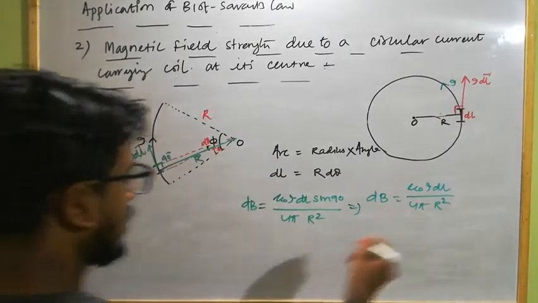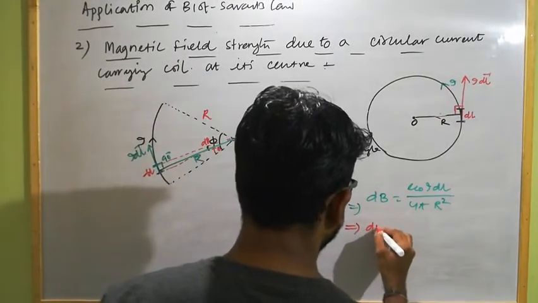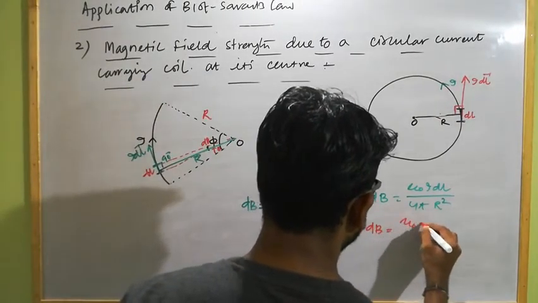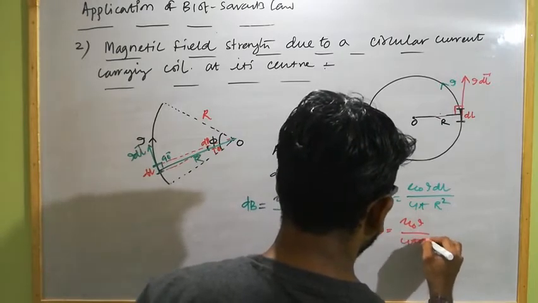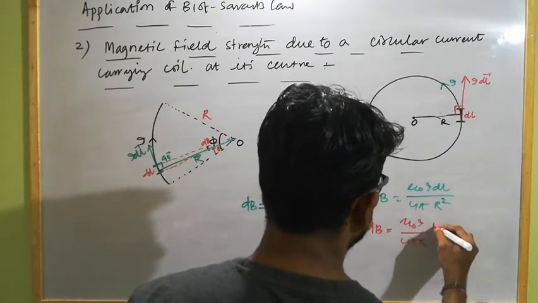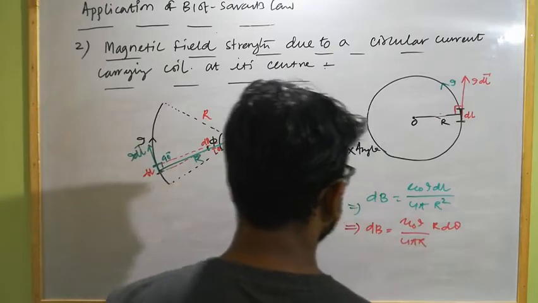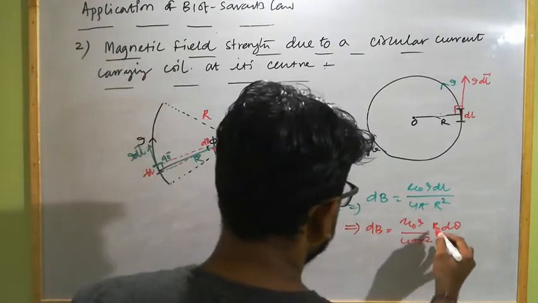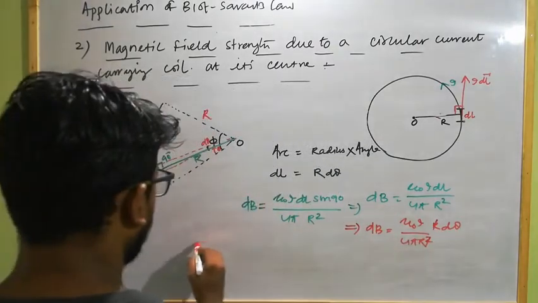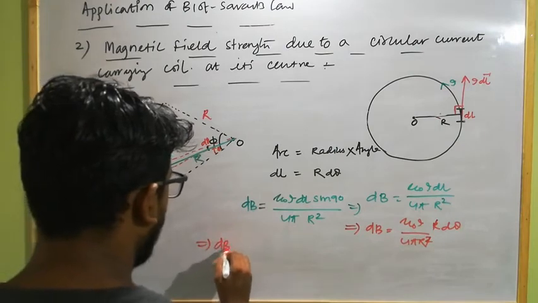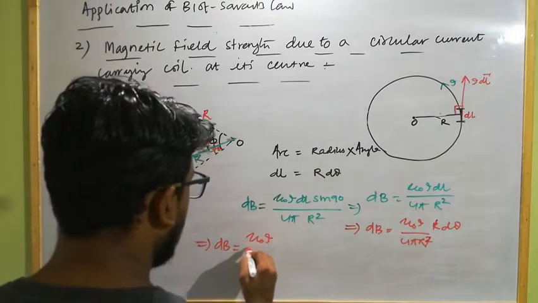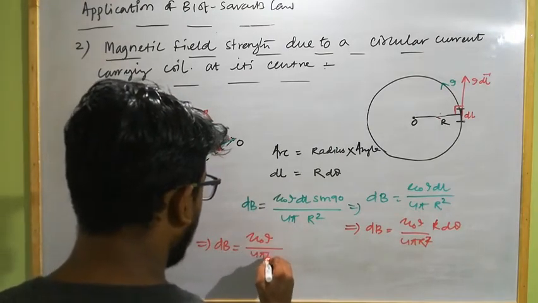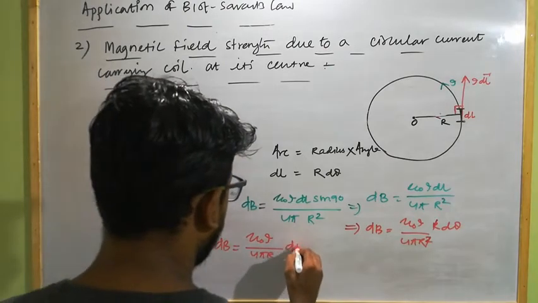r dθ. So this can be written as dB equal to how much? μ0 I by 4π r². In place of dl we can write r dθ. Clear? So r gets cancelled. So it will become how much? dB equal to μ0 I divided by 4π r dθ.